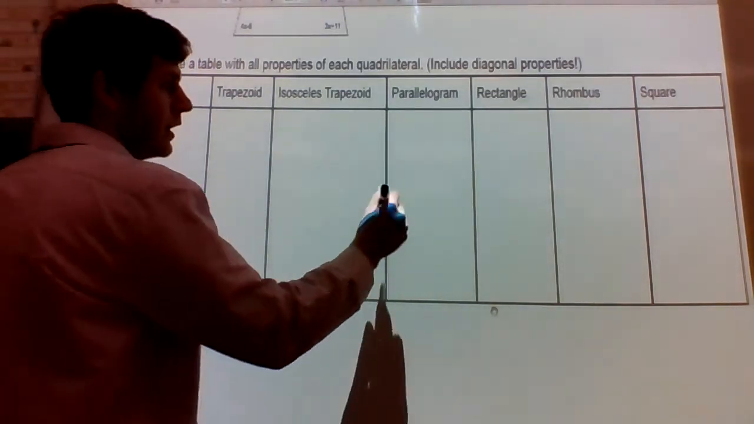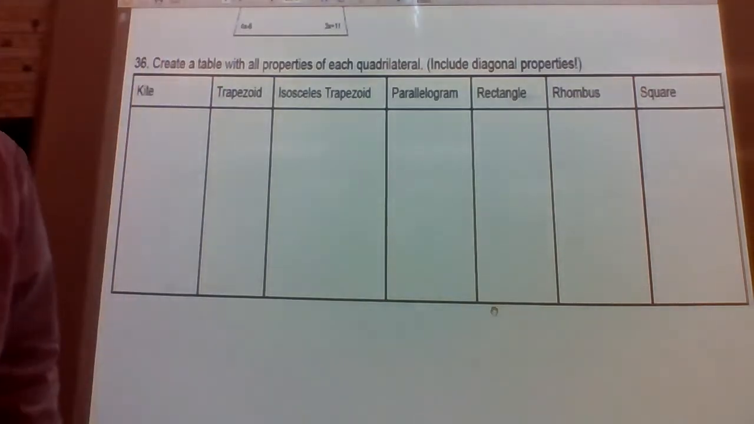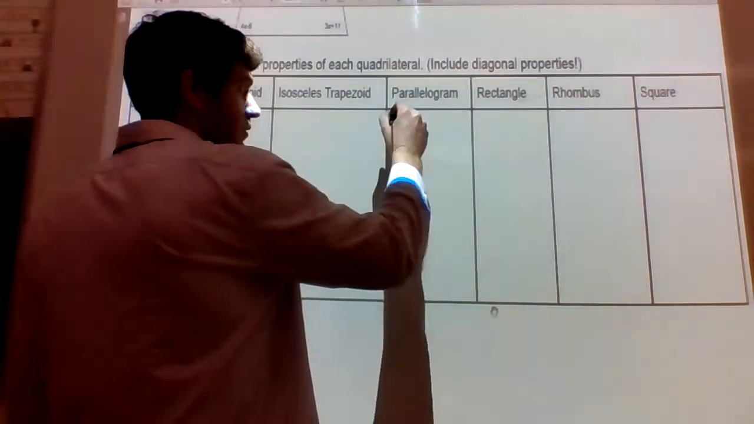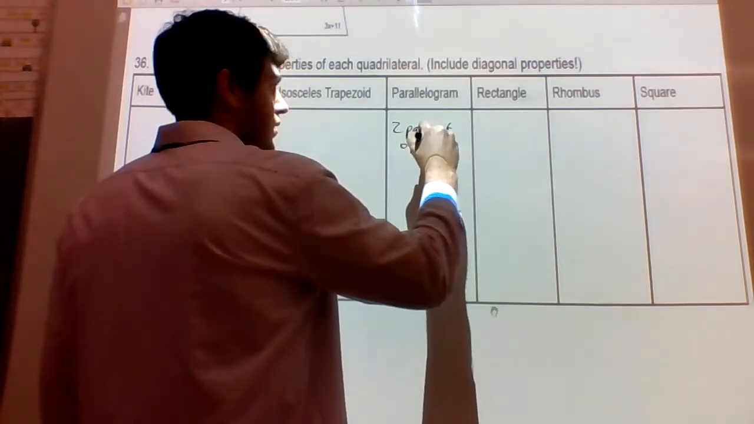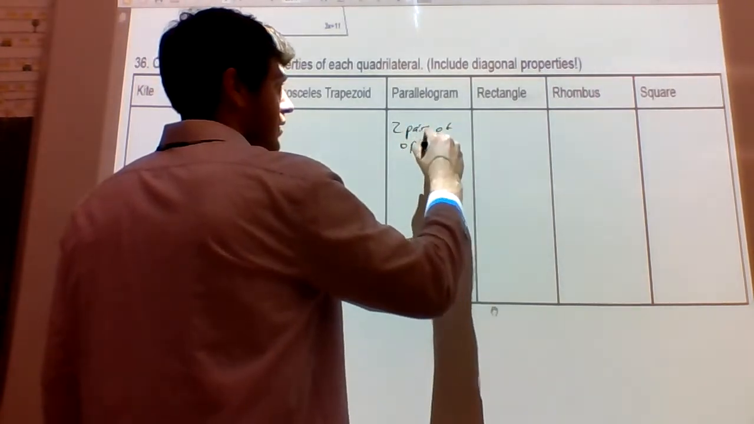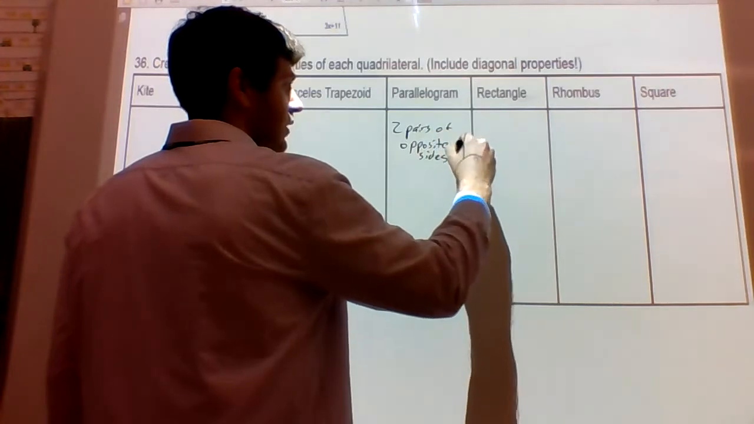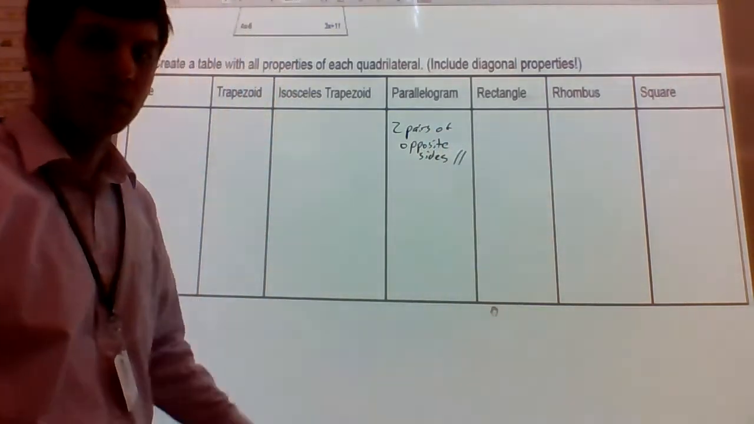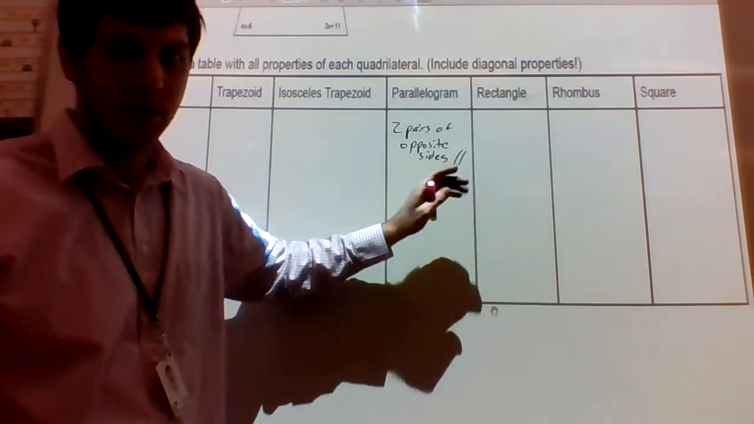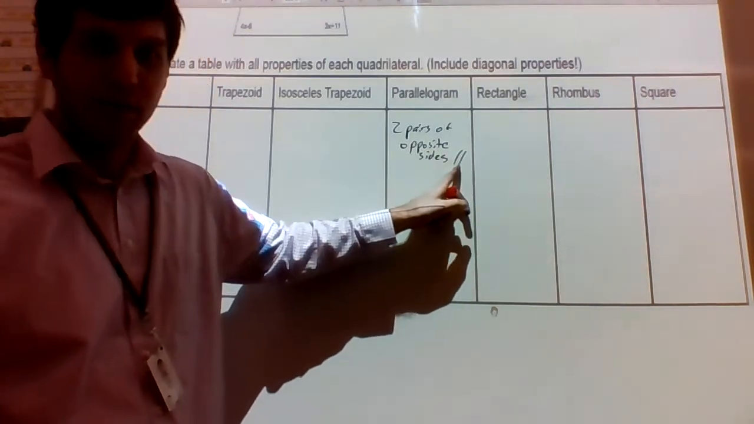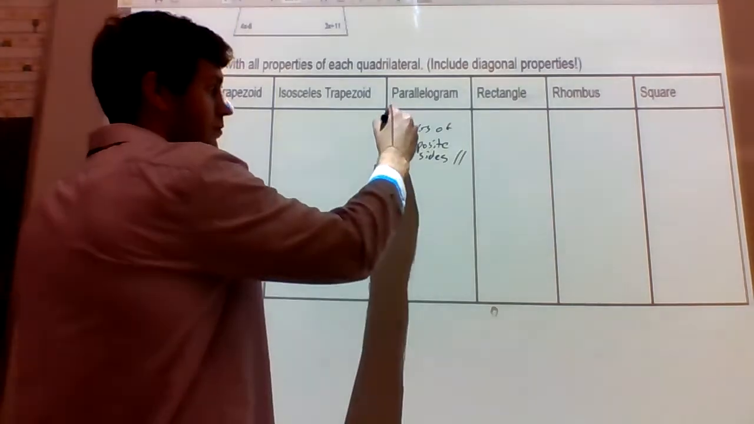We had the definition, which is that 2 pairs of opposite sides are parallel. I'm not sure if I should write out parallel. Well, we all should know by now this means parallel. So I'm just going to use the symbol. 2 pairs of opposite sides are parallel.